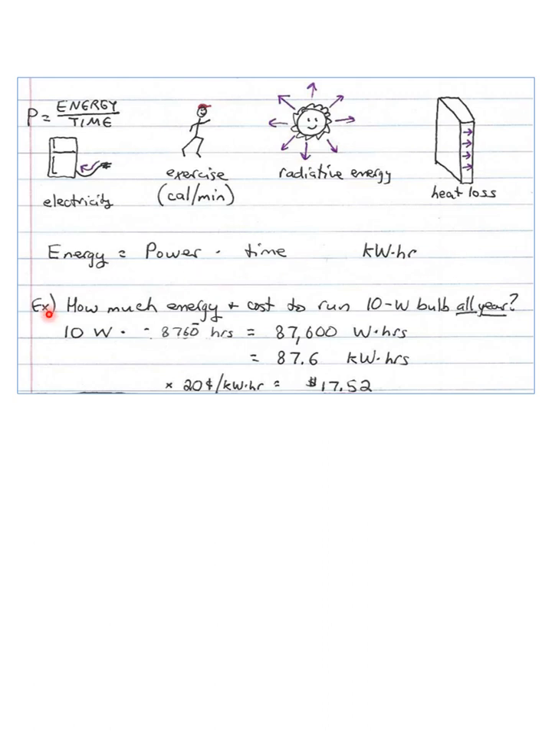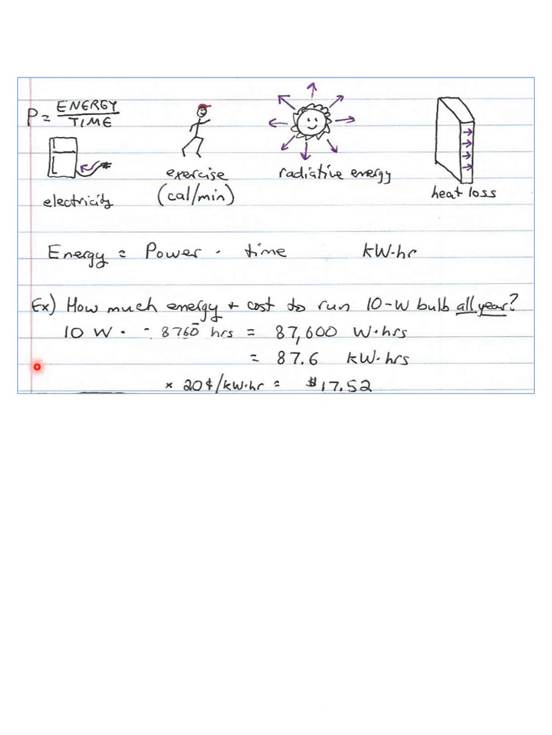Quick example, how much energy and the cost to run a 10-watt light bulb all year long? Well, sometimes it's easier not to convert to MKS units, which are joules, and let's use the units as they're given, 10 watts for an entire year.